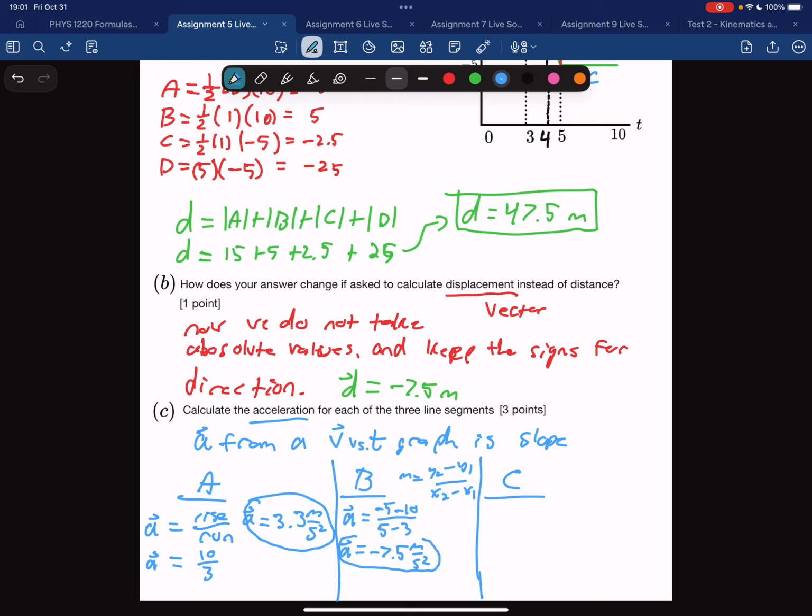And that is the acceleration for part B. For part C, the acceleration is equal to 0. This section of the graph has 0 slope. It is horizontal. No calculation needed.